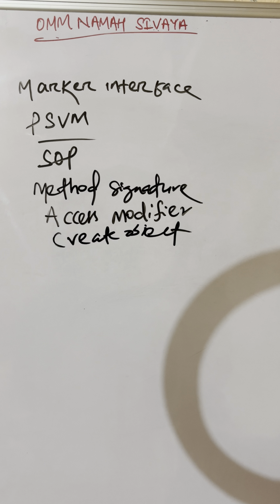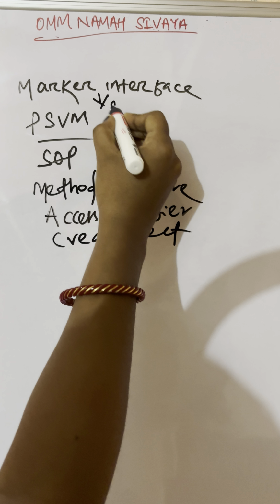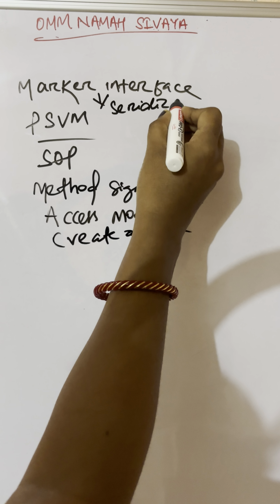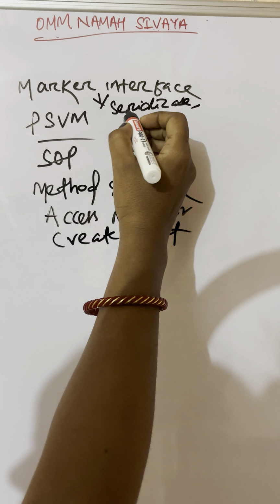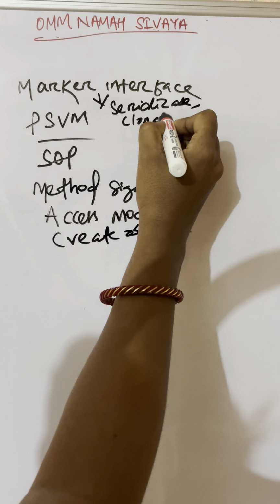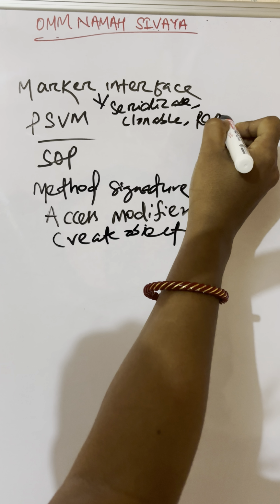So let me discuss what is marker interface. A marker interface is an interface that has no members. No members in the sense we have some interfaces like Serializable, Cloneable, Remote. These interfaces have no members, so we call them marker interfaces. Examples of marker interface are Serializable, Cloneable, and Remote.